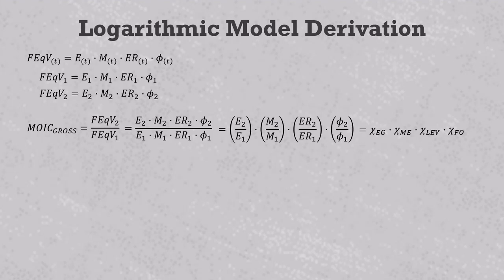So equity return multipliers that are greater than 1 increase value creation, and equity return multipliers that are less than 1 decrease value creation.